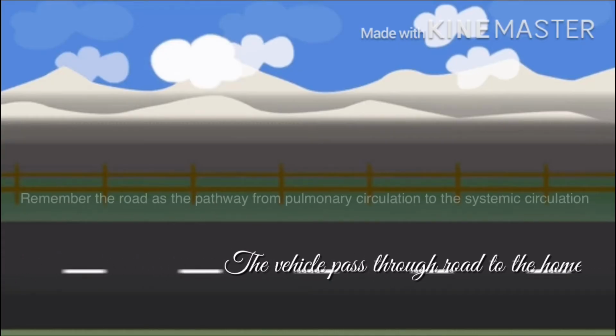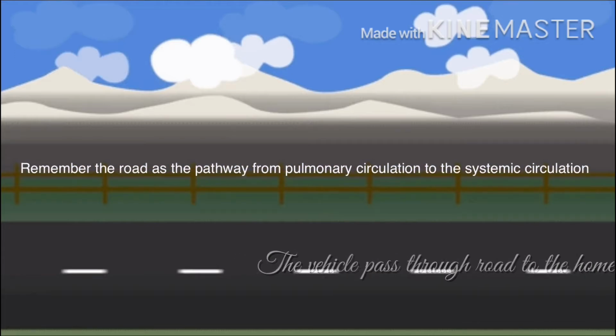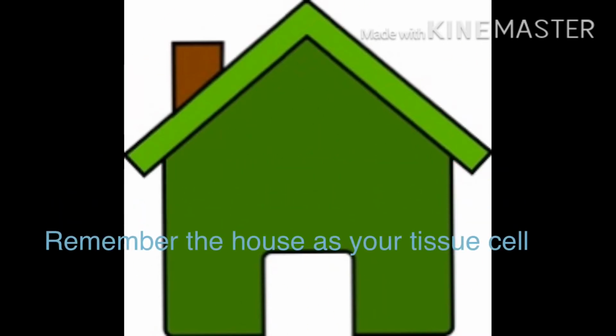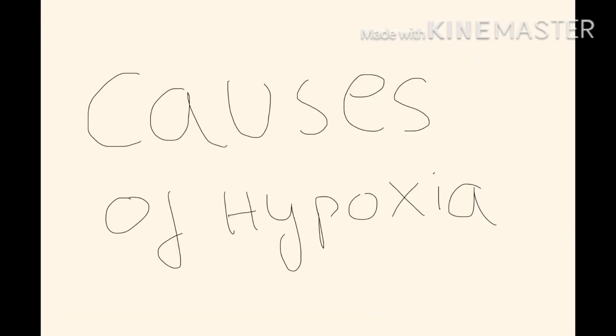So the van moves through the road to get into the final destination. So we can compare this road as the pathway from pulmonary circulation to systemic circulation. So the final destination is home where the gas is utilized. Remember this home as a tissue cell. Let's move on to the causes of hypoxia and its type.